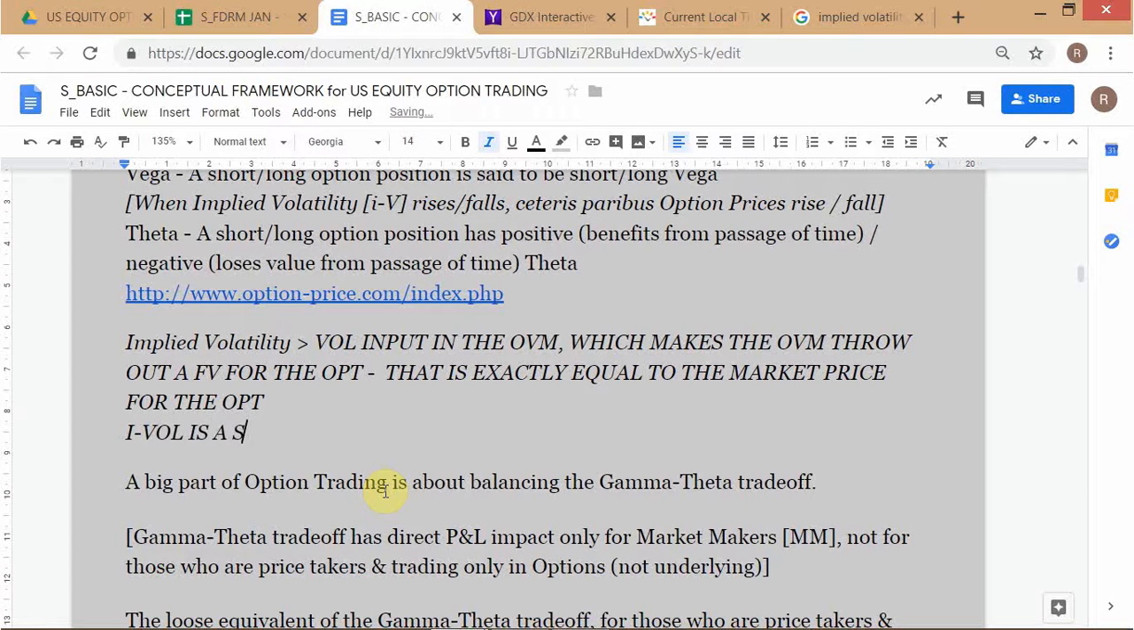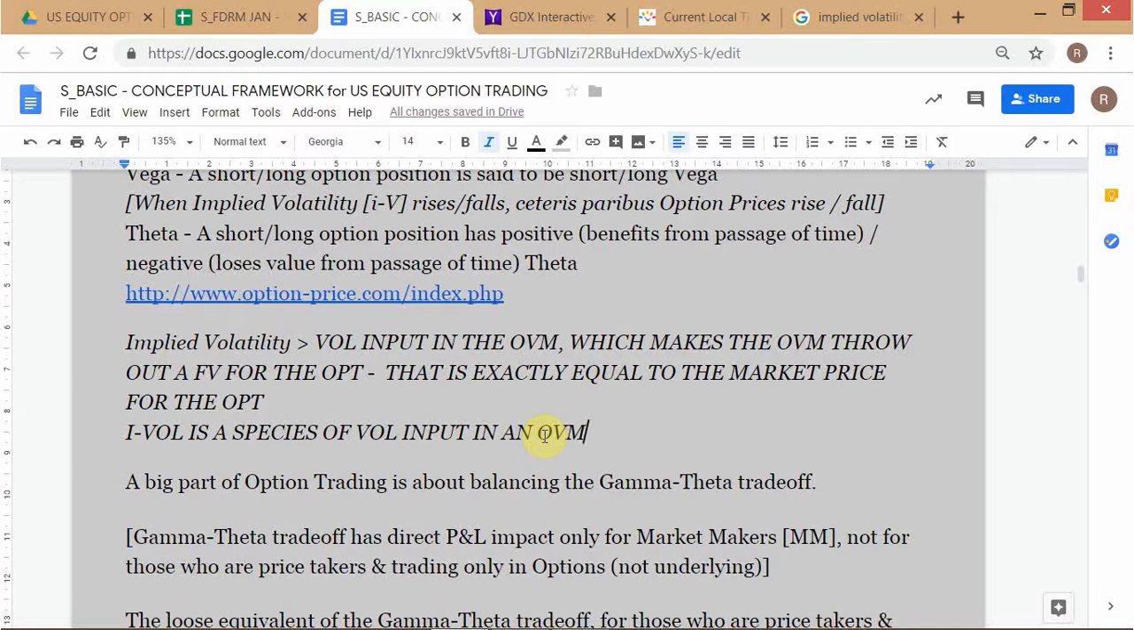Some of you might find it a little boring, as I'm repeating the same stuff, but once again I'm making you go through this exercise to make your concepts 100% clear and the use of the language also 100% clear. IVOL is a species of vol input in an OVM.